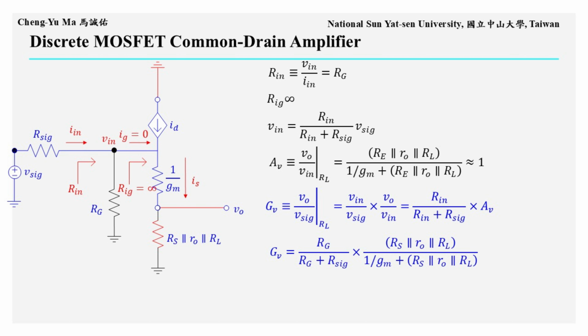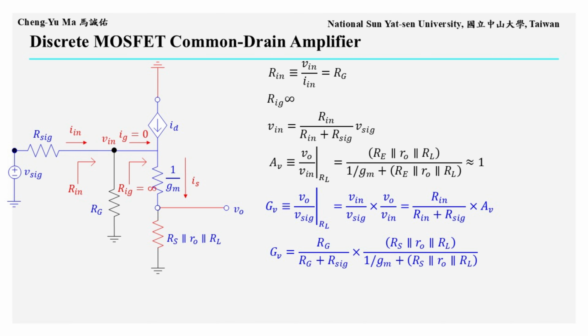The overall gain is GV equals Vo over Vsig, which is Rin over Rin plus Rsig multiplied by AV. Since Rin equals Rg, GV becomes Rg over Rg plus Rsig, multiplied by the parallel combination of Rs, Ro, and Rl, divided by 1 over Gm plus that same parallel combination. In the common case where Rsig is much smaller than Rg, GV is also close to 1.